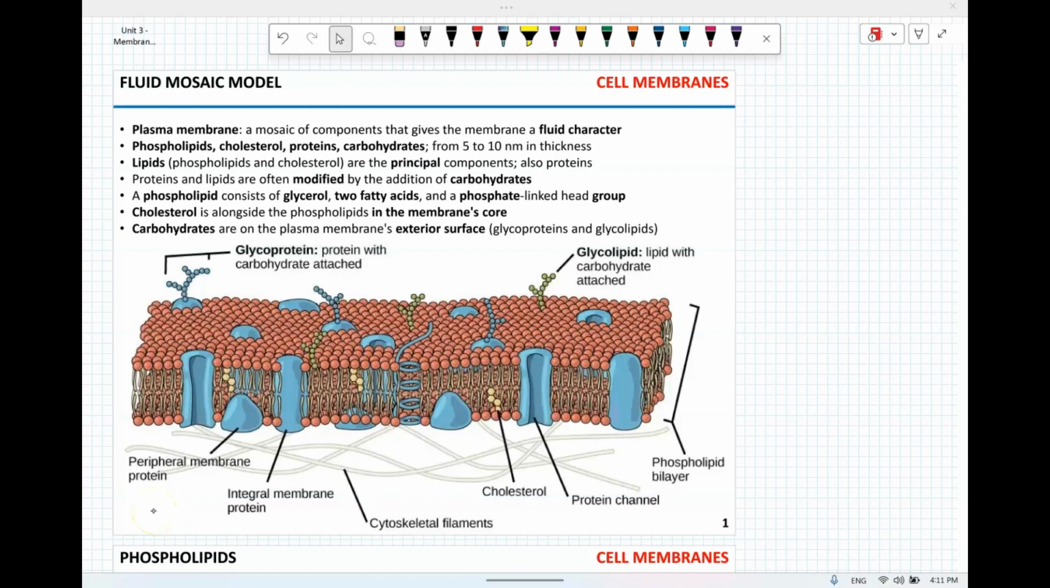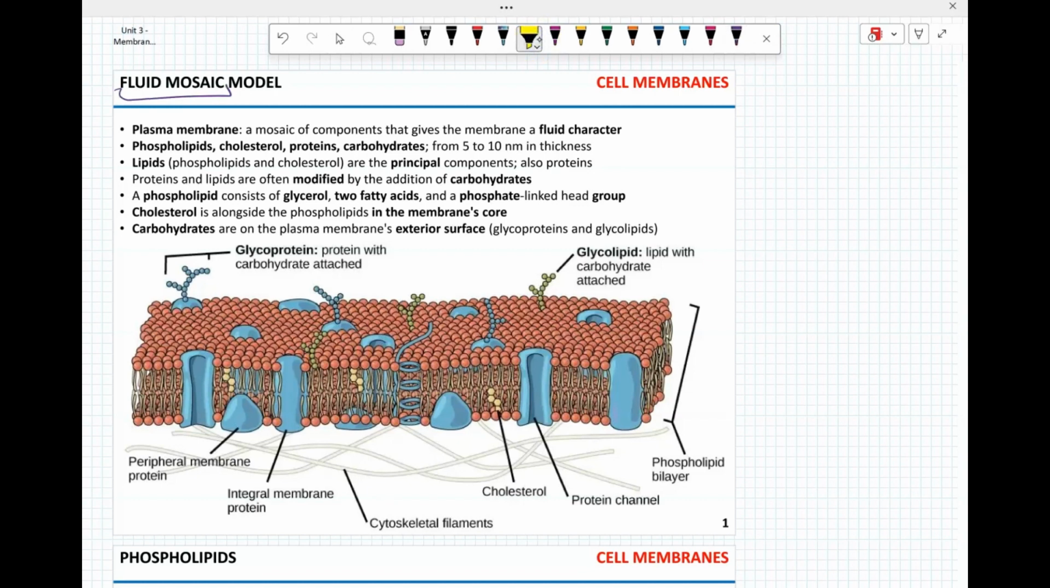In today's lecture, we're going to discuss the key functions and features and structures associated with cellular membranes. So we're going to focus mostly on the plasma membrane, the membrane that surrounds the cells. Plasma membrane is said to have a fluid mosaic character.